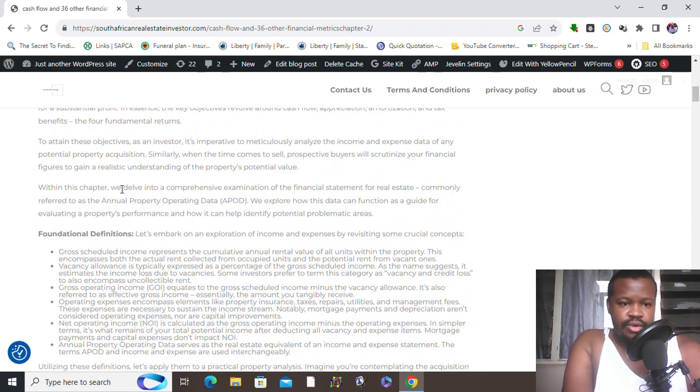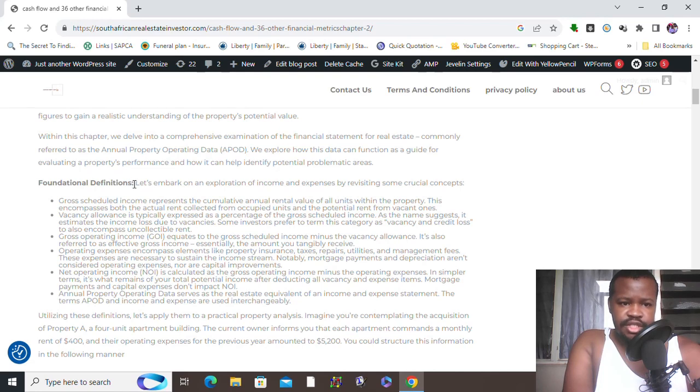Within this chapter, we delve into a comprehensive examination of the financial statement for real estate, commonly referred to as the Annual Property Operating Data (APOD). We explore how this data can function as a guide for evaluating a property's performance and how it can help identify potential problematic areas.